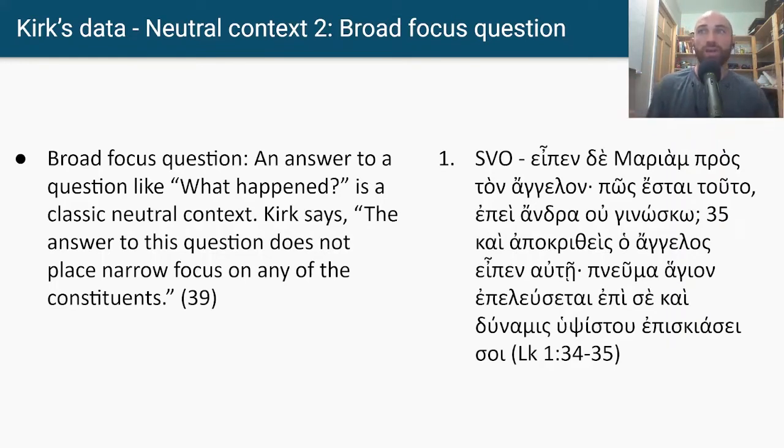So she's a patient there. But soi, again, is dative and not accusative, and it's a pronoun. And we know weird things happen with pronouns. But all that to say, it's still the best kind of example that we have in the data that she looked at. So this what-happened kind of question seems to be answered, in these examples, with SVO order, with an asterisk next to the O.